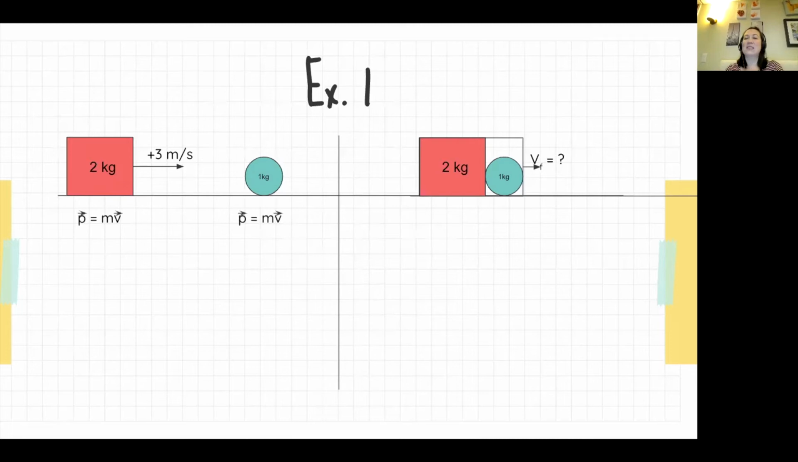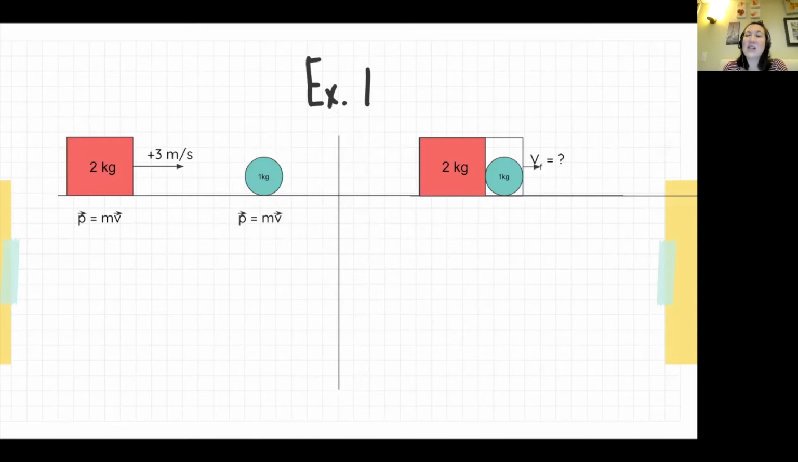So let's deal with this example. Let's say I have a 2 kilogram block traveling at 3 meters per second, hits a stationary 1 kilogram sphere, and after the collision, they stick together. This is called inelastic, and we'll get to it later. Let's say we want to find out the final velocity. This is our first objective of the day.